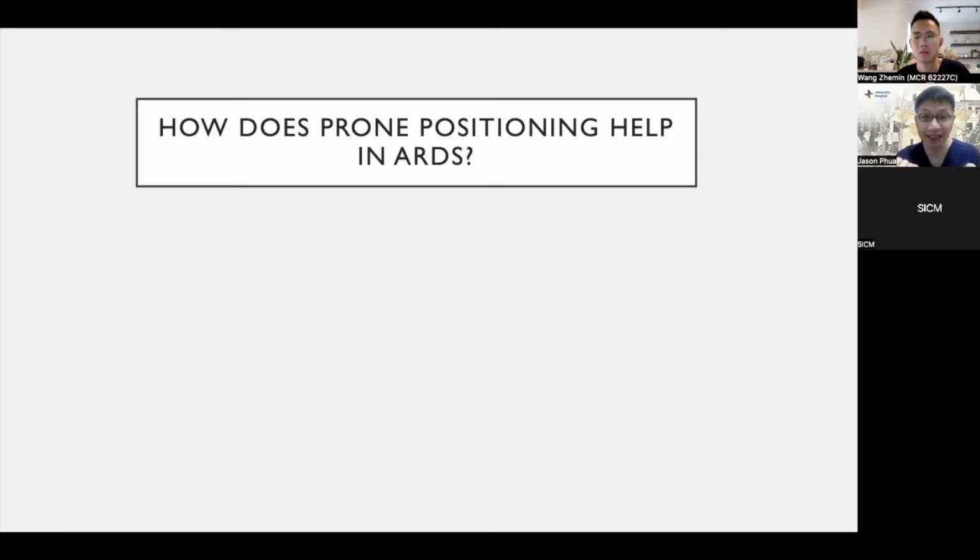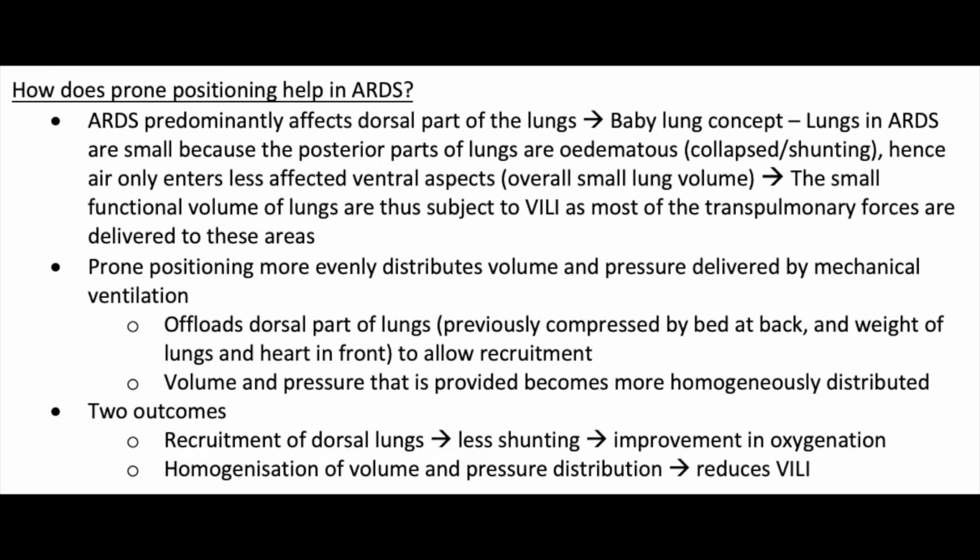And these are the parts of the lungs that can become injured. These are the parts of the lungs that can have ventilator-induced lung injury. And so what we are trying to do when we turn a patient prone is to more evenly distribute the volume and the pressure that is provided by the mechanical ventilation.